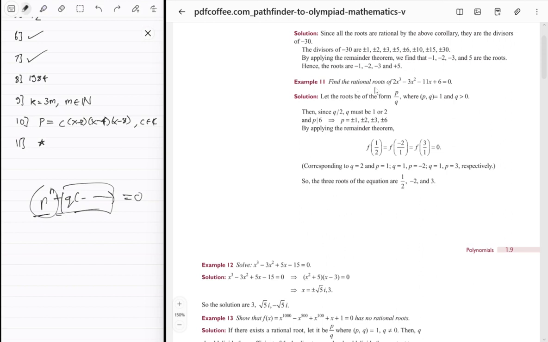What was the question? Find the rational roots of this thing. Okay, it's of the form p/q, and then you could square p, q, and all that stuff. So 2p cubed minus 3p squared q, and you get the thing, something like that, right?